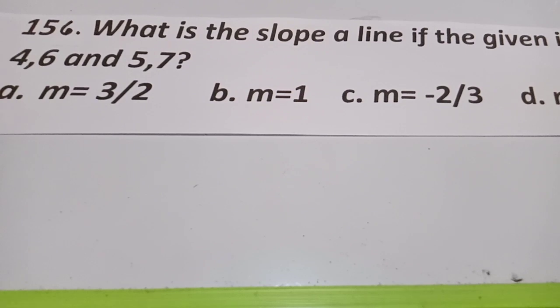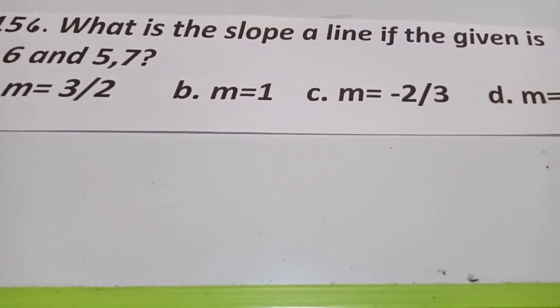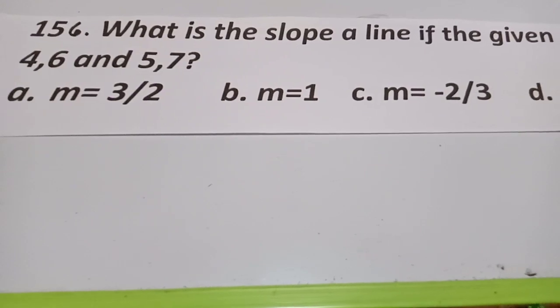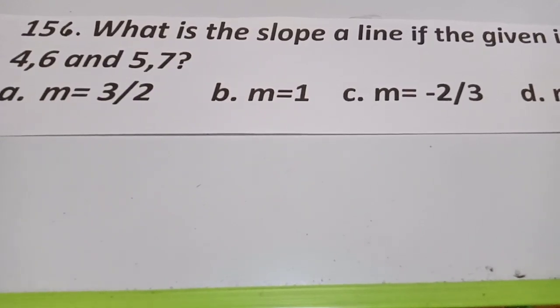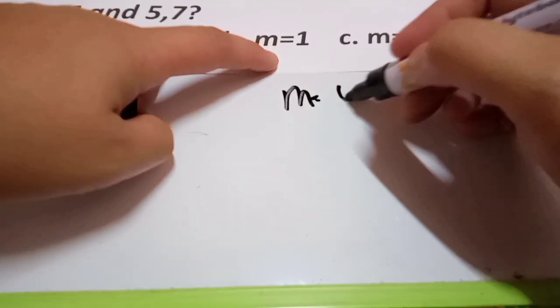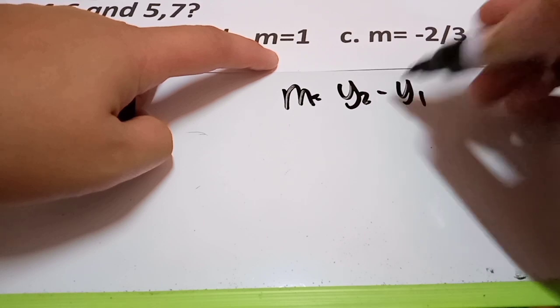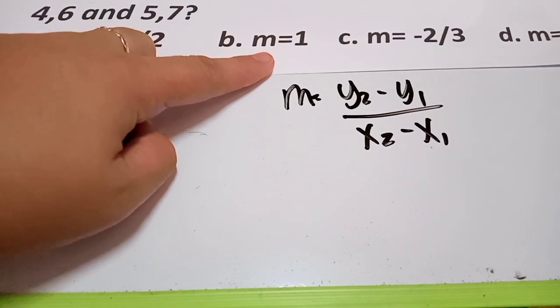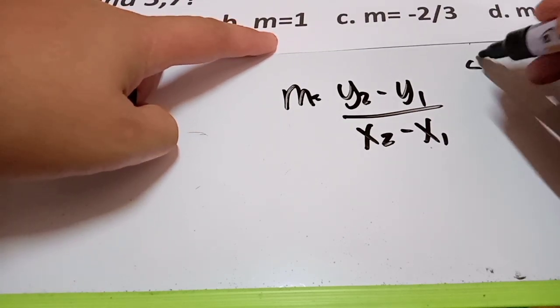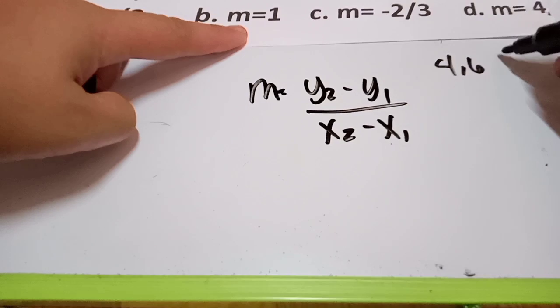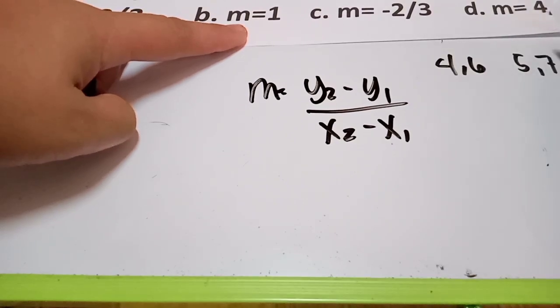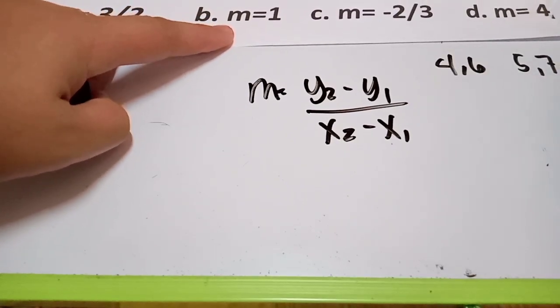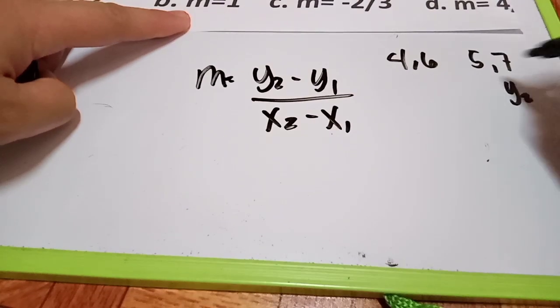Okay, 156. What is the slope of a line if the given is (4, 6) and (5, 7)? What is the slope? So, slope is equal to m, y2 minus y1 over x2 minus x1. So, we have (4, 6), and then (5, 7). So, y2 is this one, and then x2 this one.